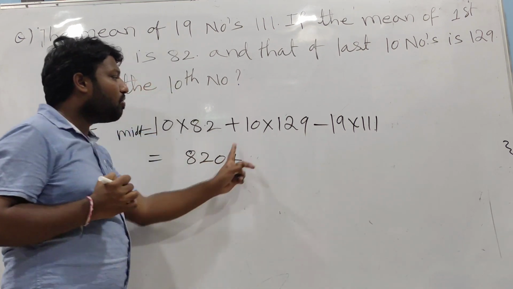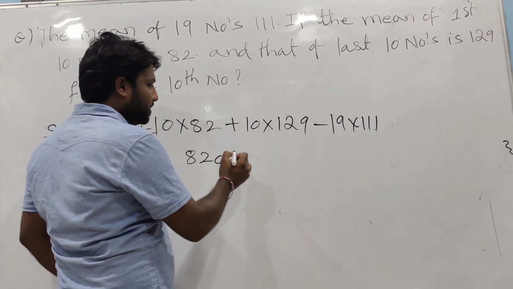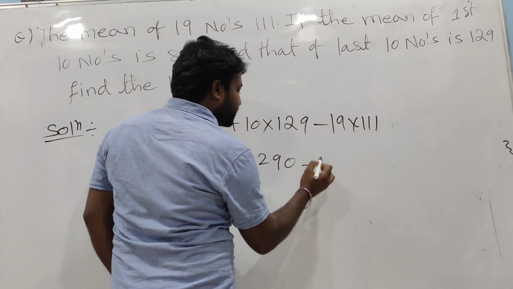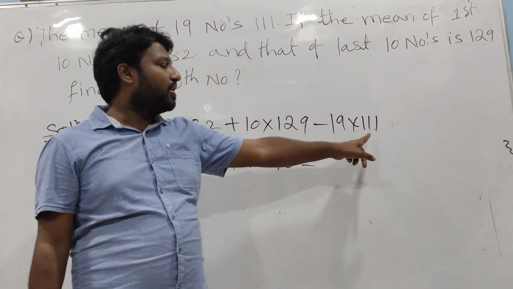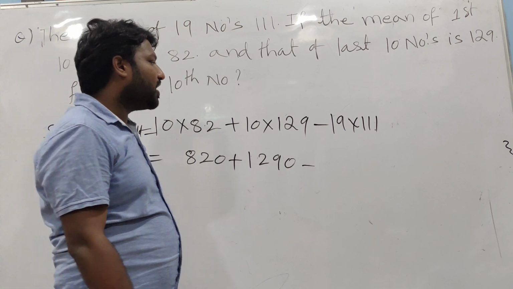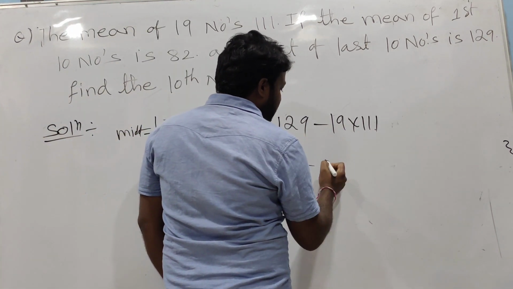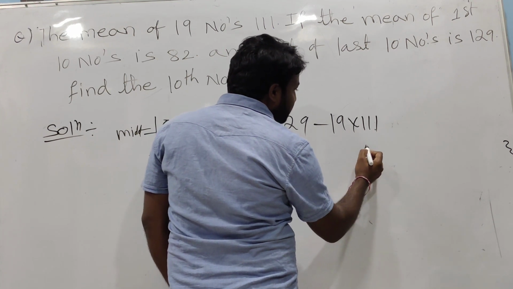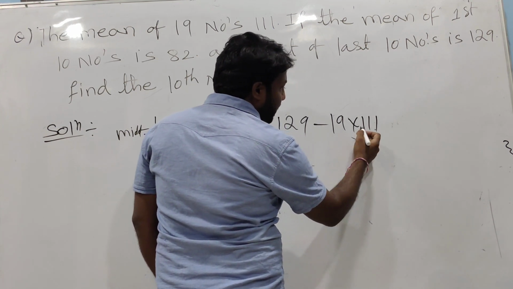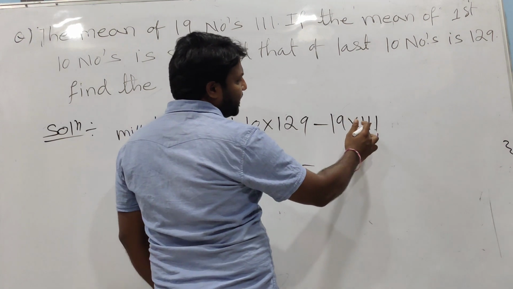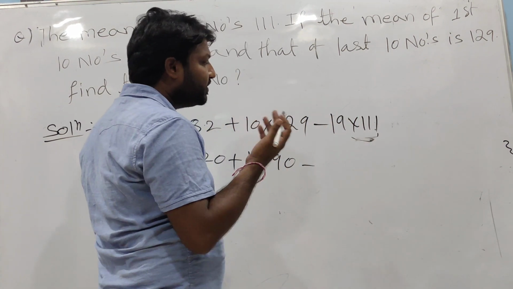Next, 129 into 10. It is nothing but 1290. Next minus, what is the value of 111 into 19? So 111 into 19. What is this? 19 is nearly 20, so directly multiply 111 with 20.